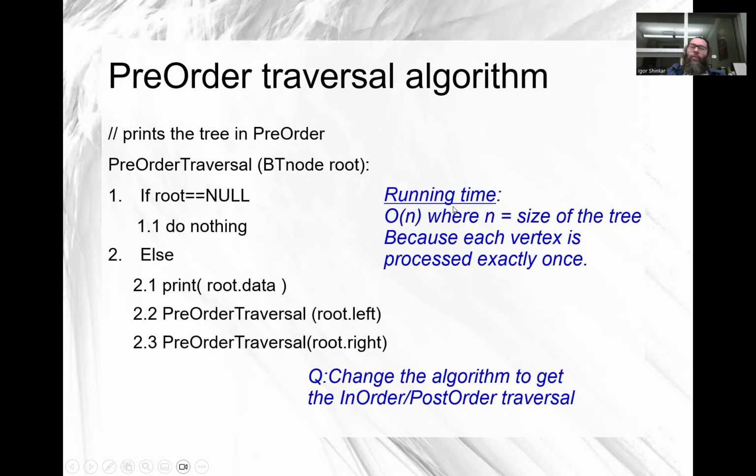And what's the running time of this? If n is the number of vertices in the tree, then the running time is linear in n. Basically we process each node exactly once. For each node, we visit the node and then go recursively to the left child, recursively to the right child. So the total running time is order n.